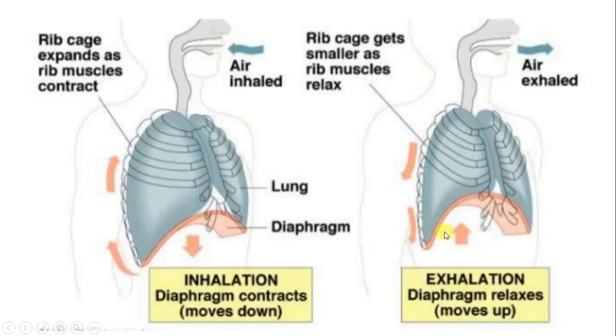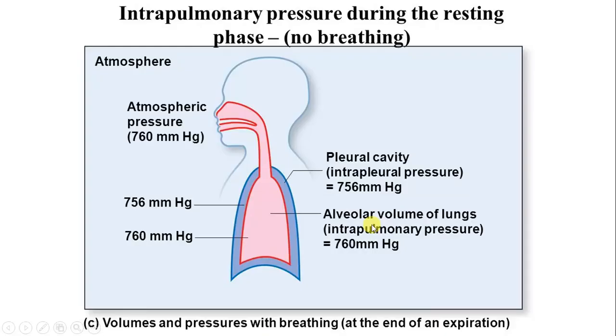And during expiration, there is simply relaxation of the muscles of the chest wall, the rib muscles, and the diaphragm muscle relaxes, causing exhalation. Now, what happens? The pressure outside is 760 millimeters of mercury. But here is a cavity between the parietal pleura and visceral pleura. Here you see the pressure is 756 millimeters of mercury. So the difference is 4 millimeters of mercury, the normal difference.